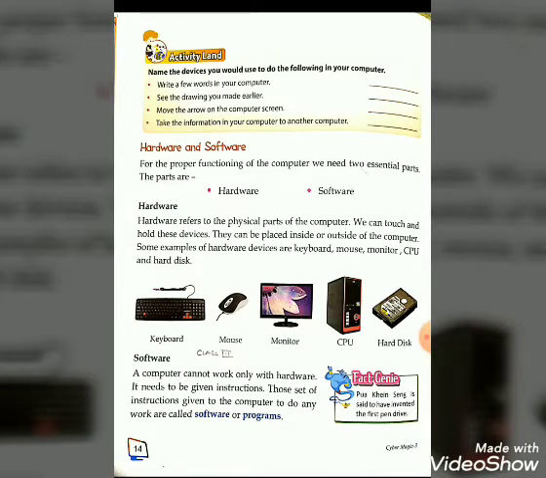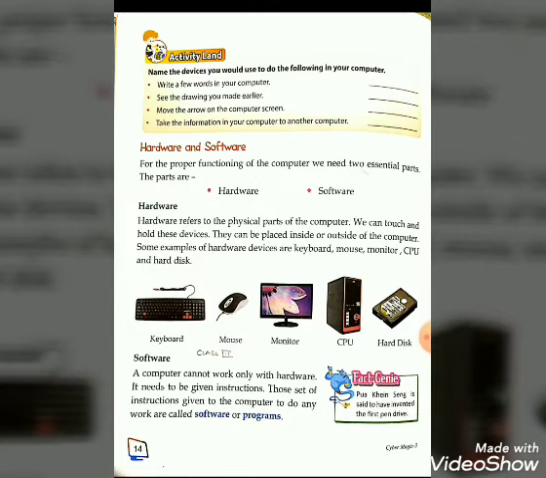Now we are going to study software. A computer cannot work only with hardware. It needs to be given instructions. Those sets of instructions given to the computer to do any work are called software or program.